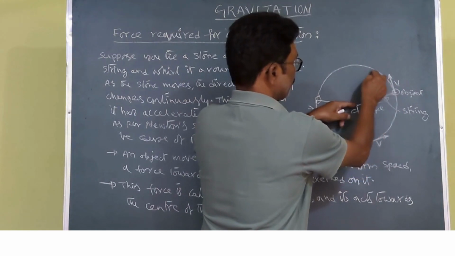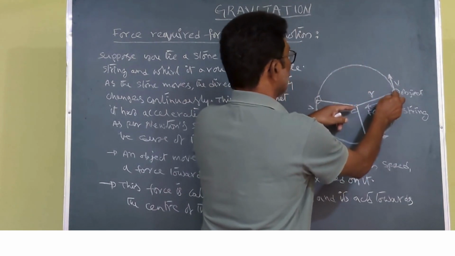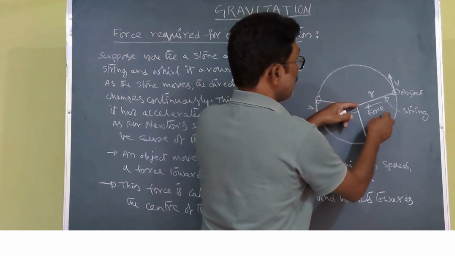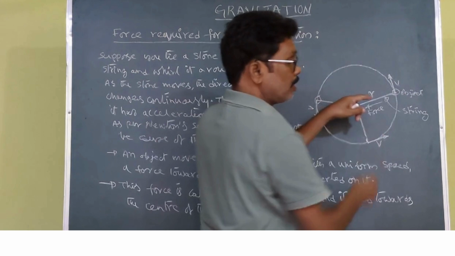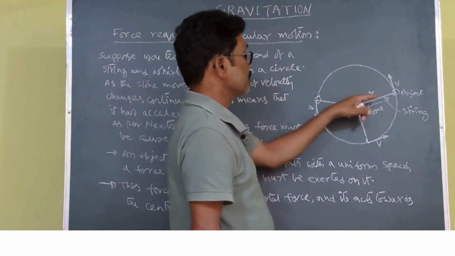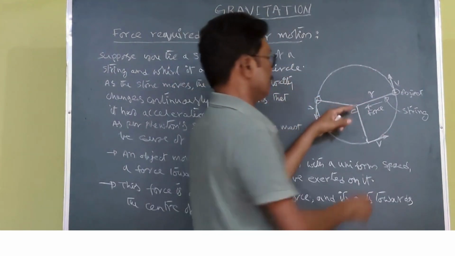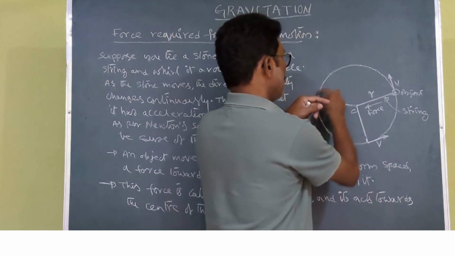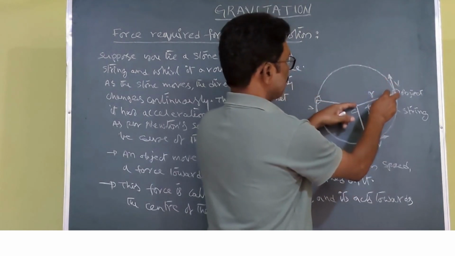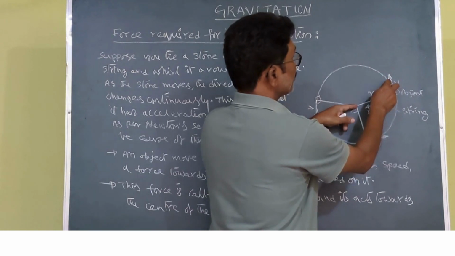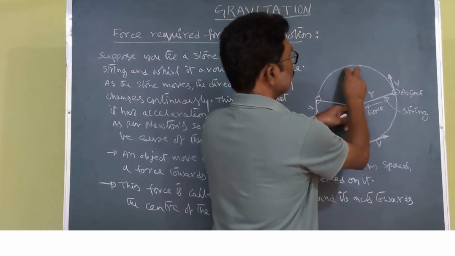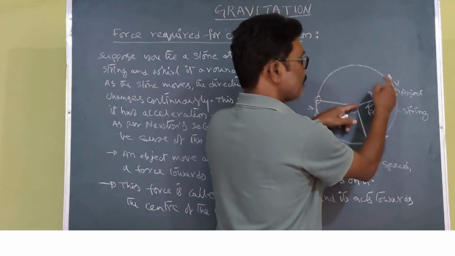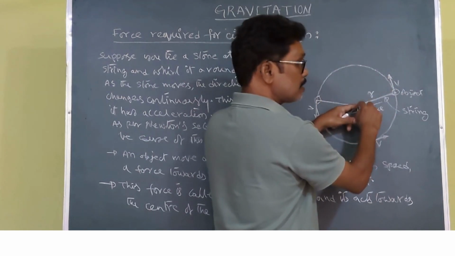The speed of this object along this path is the same, but the velocity is changing at different positions on this path. That we have to understand. The velocity is changing from point to point. Of course, the speed is the same along this path, but velocity changes with respect to position. If the velocity is changing, the acceleration is also present.